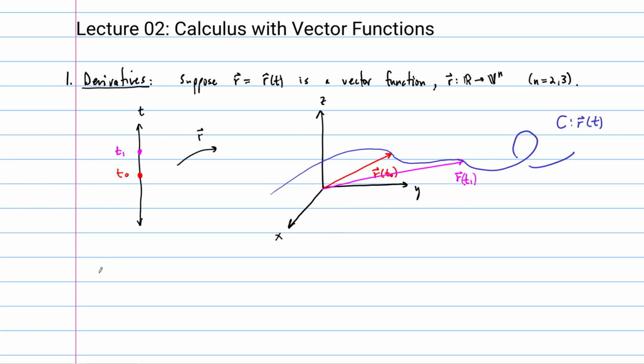So here's our definition of the derivative. It's going to be dr by dt. It's going to be defined to be the limit as h approaches 0 of the difference quotient. So it's going to be r of t plus h minus r of t, all divided by h. So this is exactly what you would expect, right? If you drop the vectorness of this definition, then this looks just like the limit definition of derivative from Calculus 1.